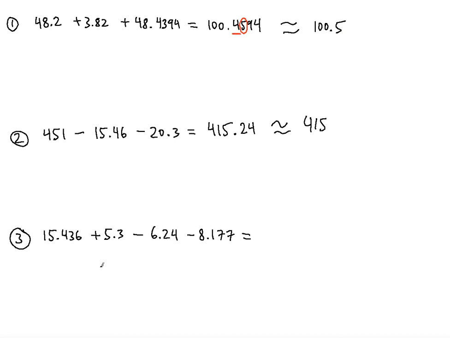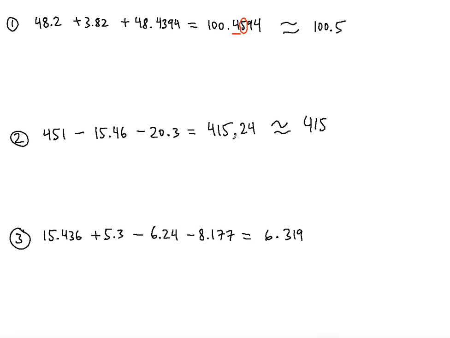The next problem will be 15.436 plus 5.3 minus 6.24 minus 8.177. The calculator gives me 6.319. So again, the fewest number of digits to the right of the decimal point is going to be this one only, because this one has 3, this one has 2, this one has 3, this one has only 1, right? So we round it to the nearest tenth.